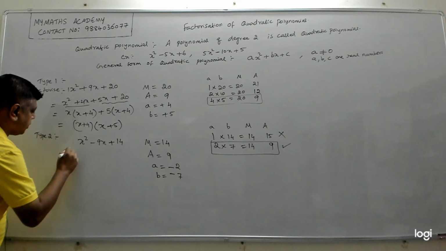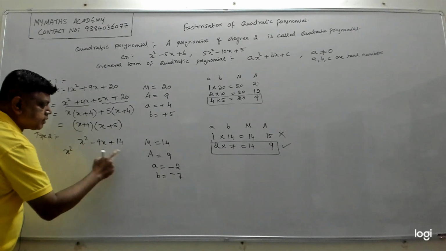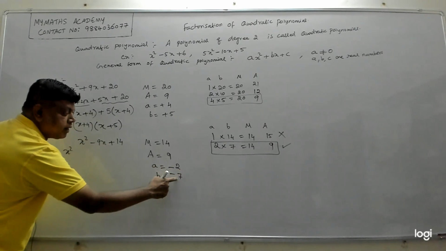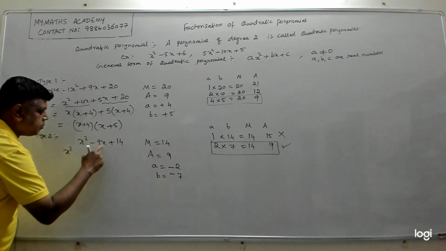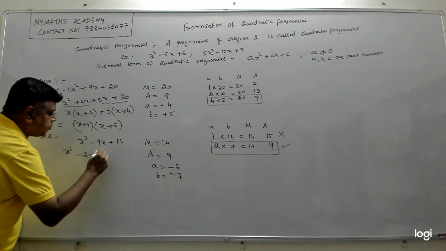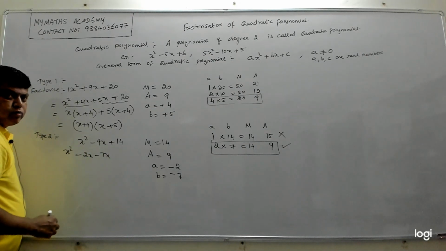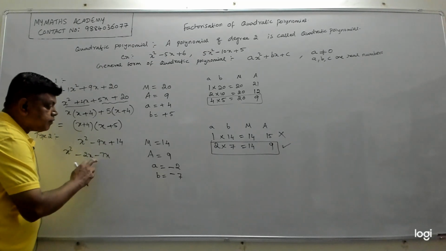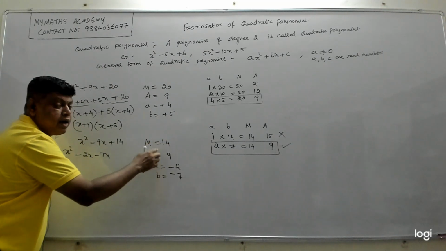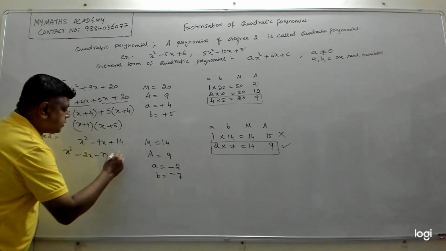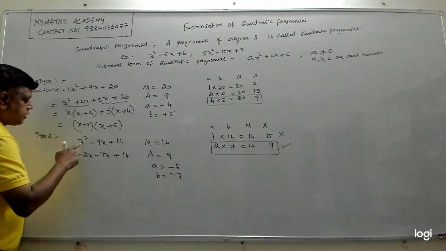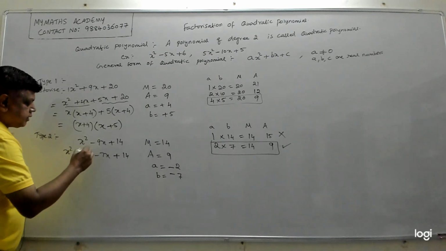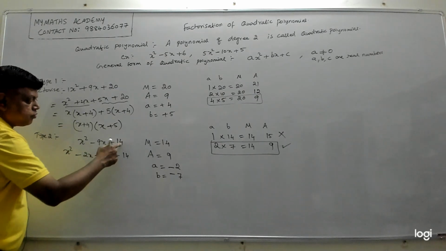So x square. Now we have to split this 9x as minus 2x and minus 7x. So this minus 9x will become minus 2x minus 7x. To split this minus 9x as minus 2x and minus 7x only, we are validating these conditions. Plus this 14, I am writing as it is. So this x square I have written as it is, 9x is split into 2 parts, and this 14 I am writing as it is.